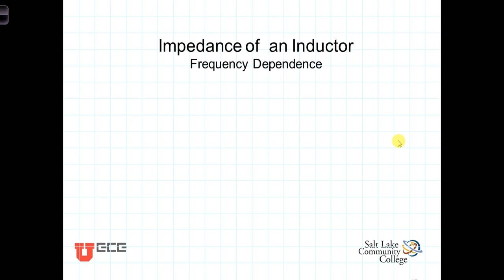We're going to now derive the impedance of an inductor. You'll recall that we have defined the impedance as being the ratio of the phasor voltage to the phasor current. So let's now derive that relationship, phasor voltage to phasor current, for an inductor.